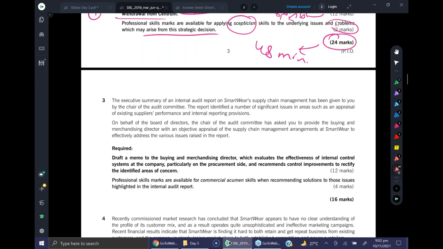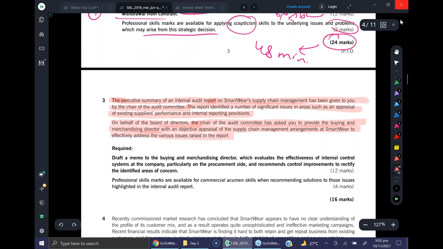So third requirement says that the executive summary of an internal audit report on SmartWare supply chain management has been given to you by the chair of the audit committee. The report identified a number of significant issues in areas such as appraisal of existing suppliers' performance and internal reporting provision. On behalf of the board of directors, the chair of the audit committee has asked you to provide the buying and merchandising director with an objective appraisal of the supply chain management arrangements at SmartWare to effectively address the various issues raised in this report.